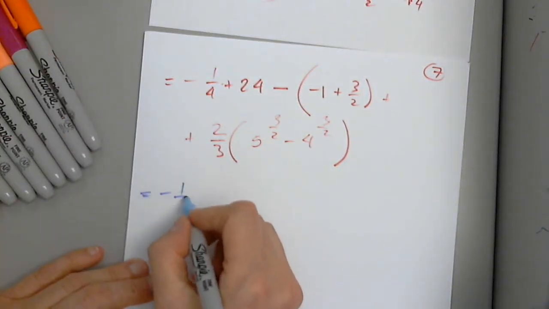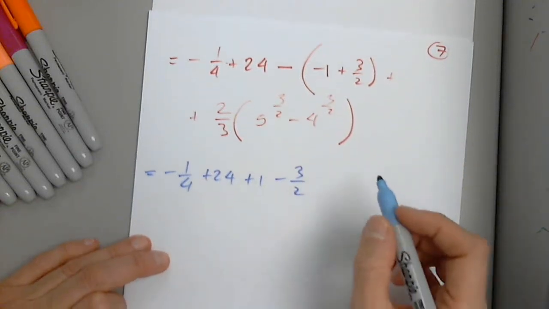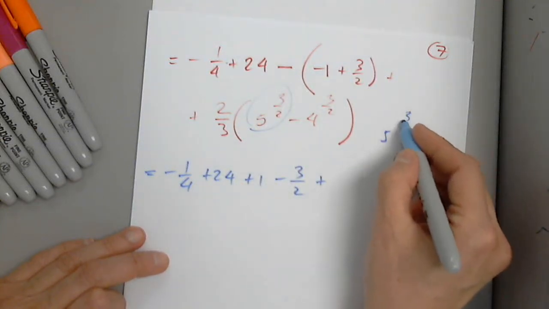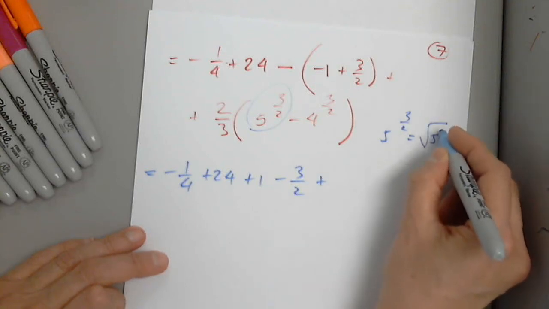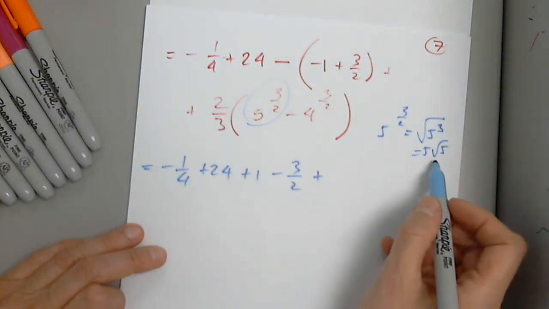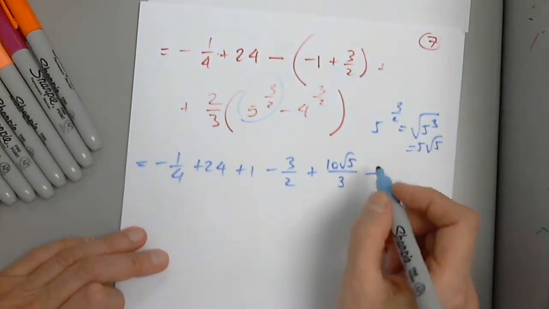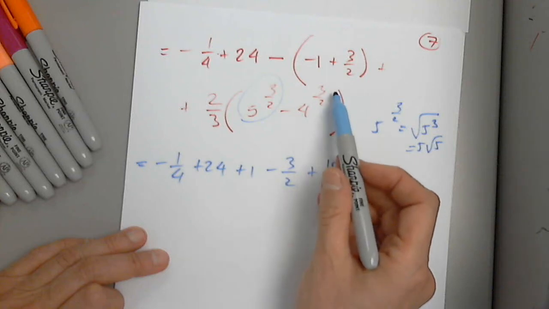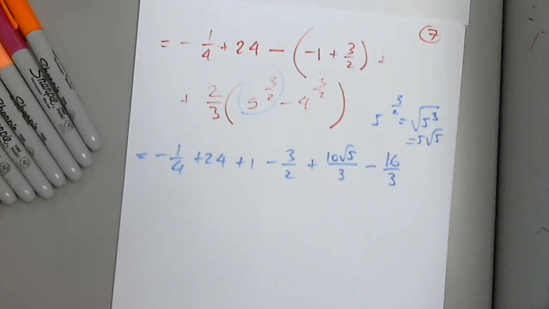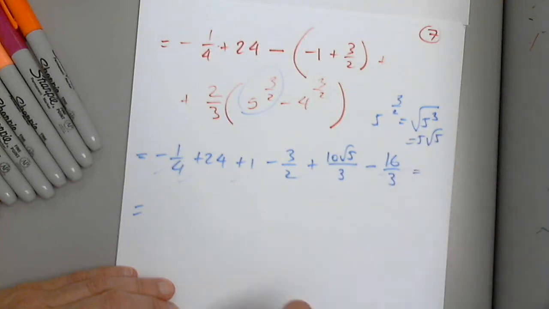So now this is negative 1/4 plus 24 plus 1 minus 3/2, and then plus, now this is 5 the square root because it's 5 to 3/2, which means the square root of 5 cubed, which means 5 the square root of 5. So 2/3 times 5 the square root of 5 is 10 the square root of 5 over 3. And then minus, this is the square root of 4, which is 2. 2 to the third is 8. 8 times 2 is 16. So minus 16/3. I don't want you to waste time on this on a test or final exam.